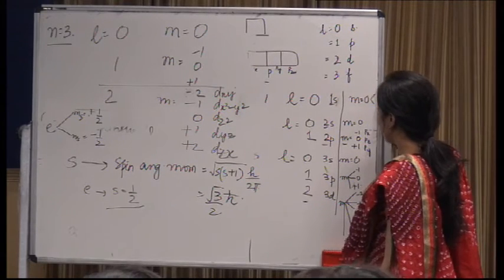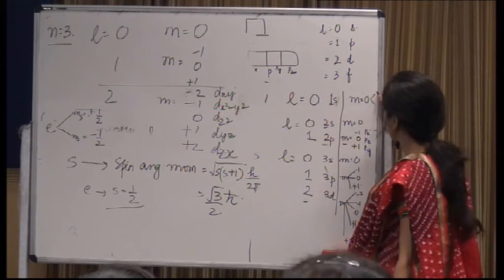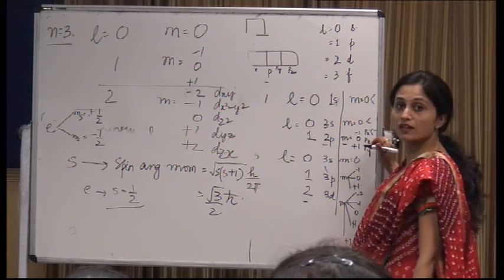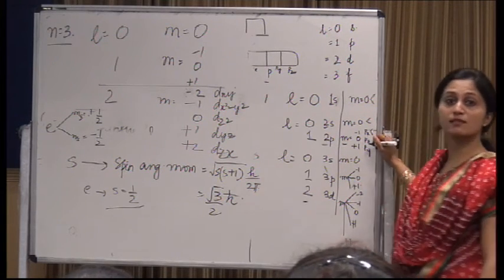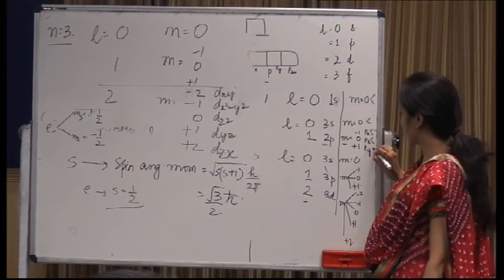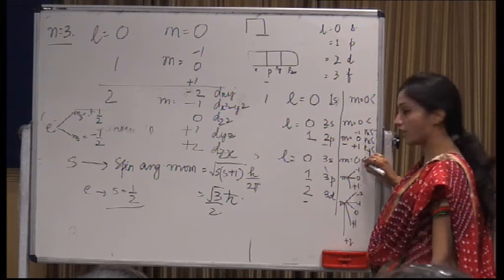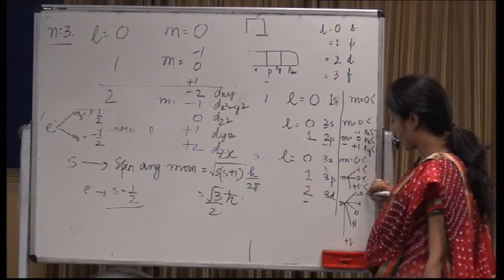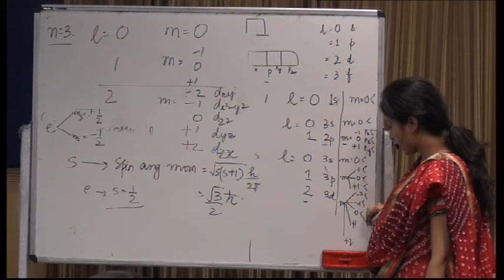So you will have plus half, minus half. For each of these levels, you have plus half and minus half. Is it visible? For each of the levels, we have a plus half and a minus half. Clear?